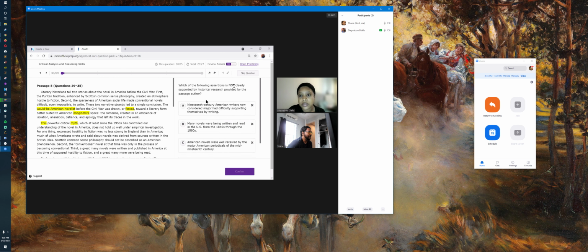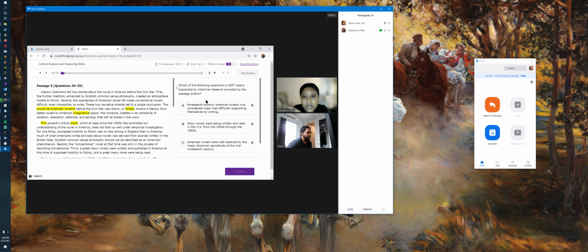Okay. Now, let's see. Which of the following assertions. You're going to get these types of questions. It's always like the same four types of questions. So this is, which of the following assertions is not clearly supported by historical research provided by the passage author? All that evidence stuff, when we did our first read-through where I said don't worry about this, now is when we go back and see what is actually backed up by historical research. So let's go through the choices.